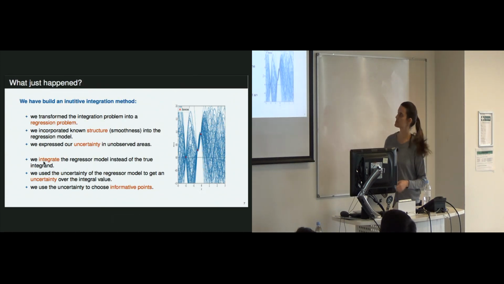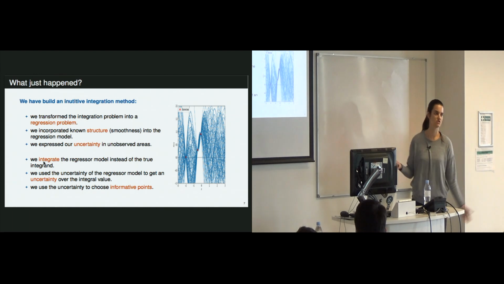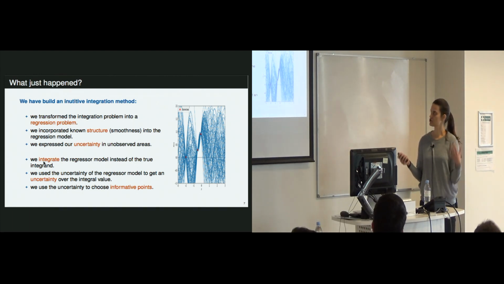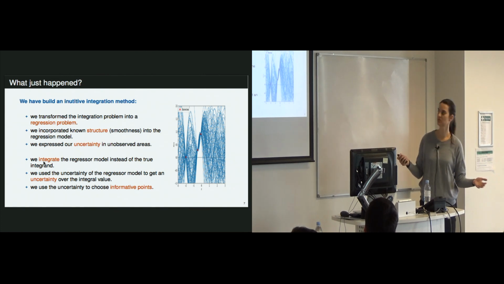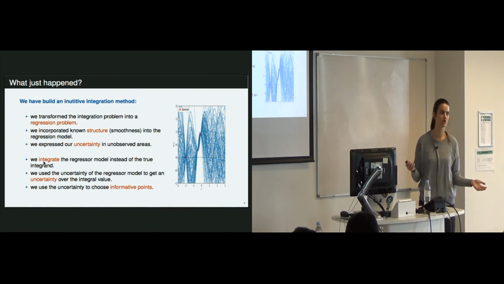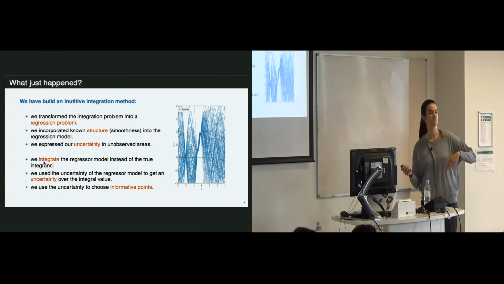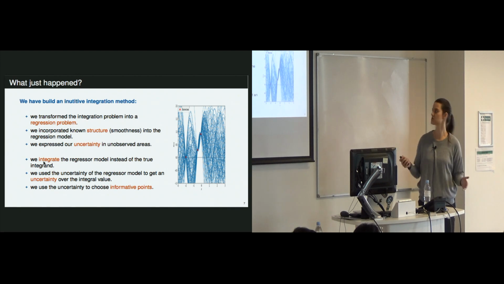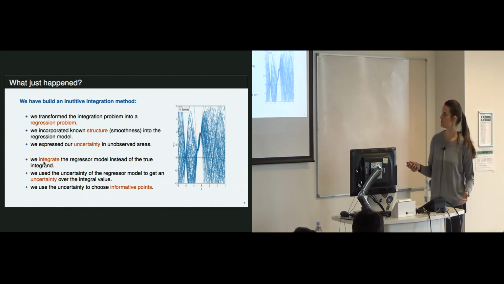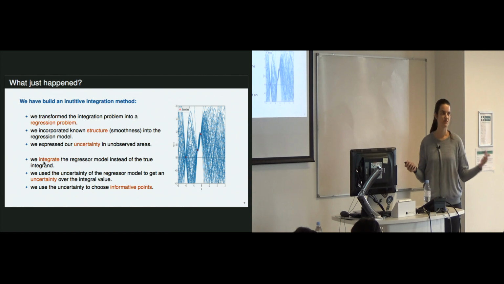Okay, so what just happened? We have built an intuitive integration method. And the essential part of it is that we have taken the integration problem and transformed it into a regression problem, which is much easier. We all know how to do regression. We have also incorporated structure into the regressor. I've told you the function is smooth and it has a certain Lipschitz constant. Knowing all this, we have then expressed our uncertainty in unobserved areas by asking everybody, and everybody had a slightly different opinion. And then we integrated the regressor model instead. So we integrated each sample individually and plotted a histogram.